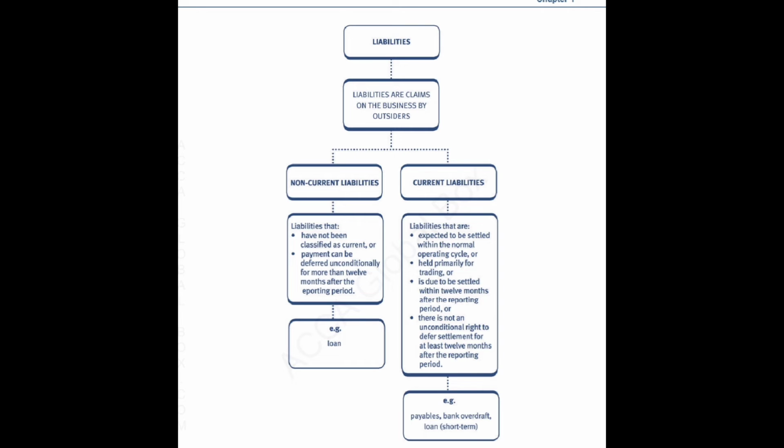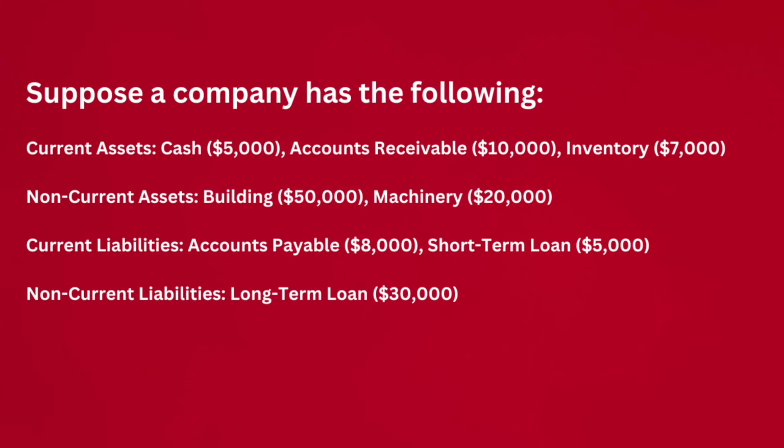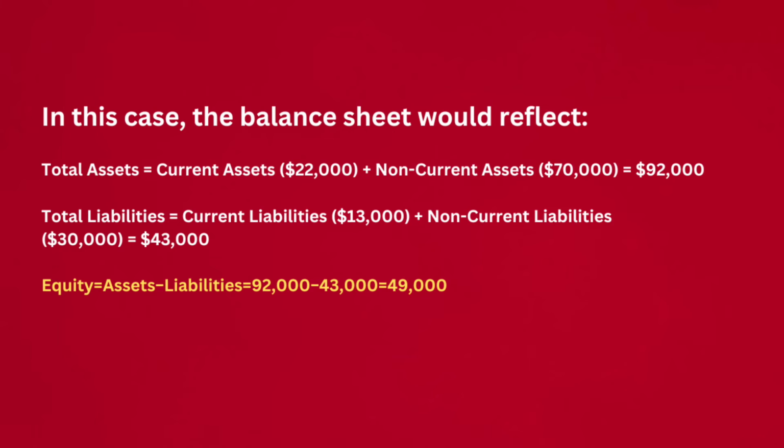So here is an example for better understanding. Suppose a company has the following, right? In this case, the balance sheet would reflect total assets, like the total amount of current assets plus non-current assets. It will be $92,000. Then we have total liabilities, current liabilities plus non-current liabilities, we got $43,000. So the equity would be calculated as assets less liabilities. So we get the total equity.